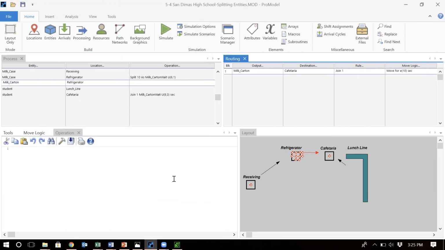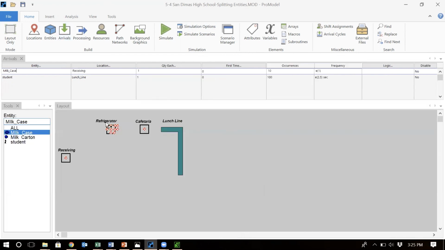The answer is no, because in the arrival, I have already told the simulation that I'm going to receive only 10 milk cases and only 100 students. So as soon as I'm done with processing these 100 students and these 10 milk cases, the simulation automatically stops and is not going to go any longer. So I don't need to specify any specific simulation runtime. All I need to do is run the simulation, and it automatically stops when we provide service to 100 students and take care of the 10 milk cases.